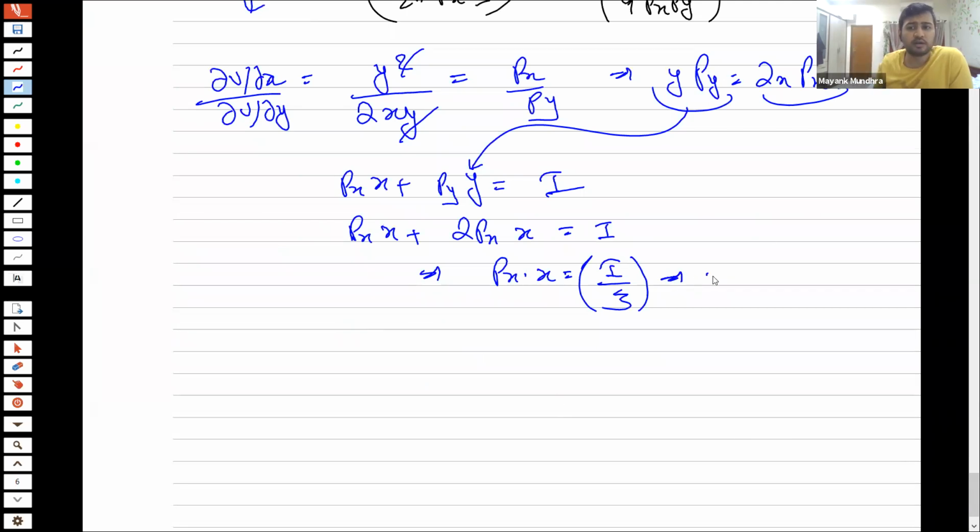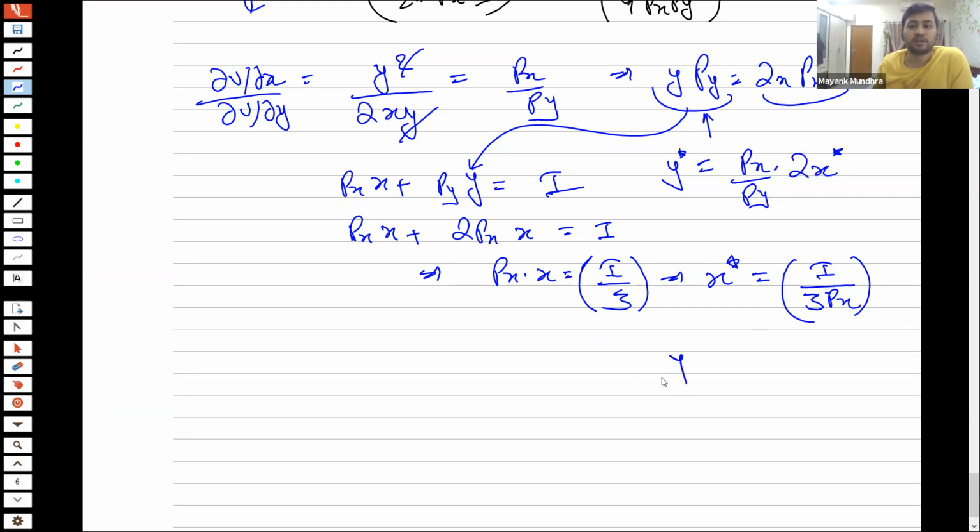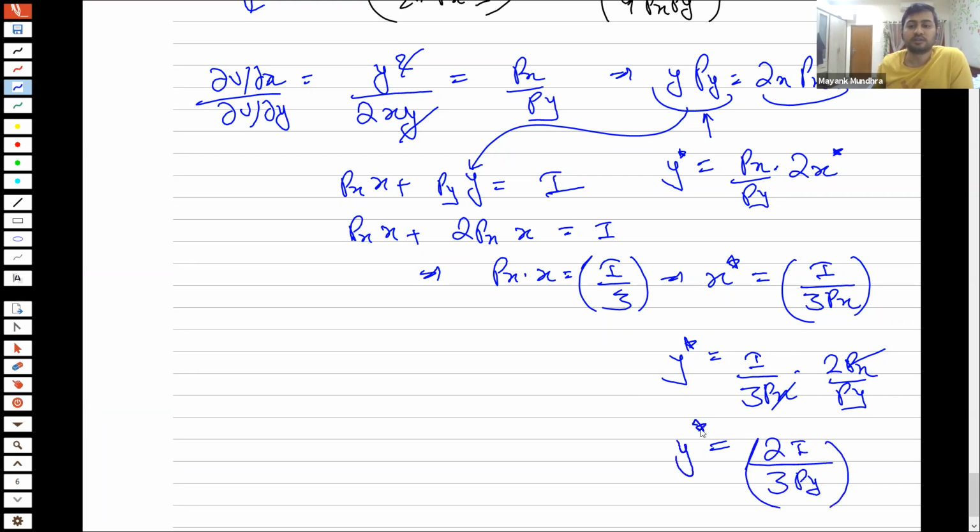So x star is really I by 3px. So by that logic, y star is equal to px by py into 2x star. So y star would be equal to I by 3px into 2px by py. So you can cancel the px and px here. So this becomes 2I by 3py. So this is your y star.